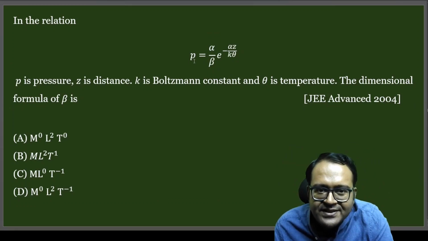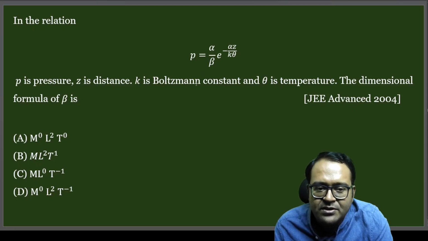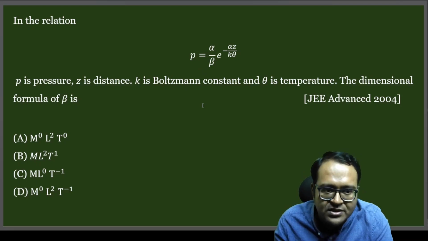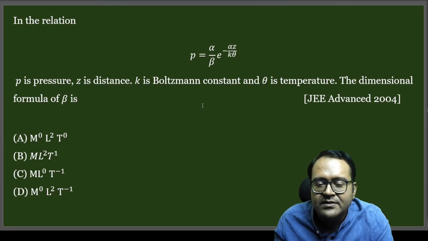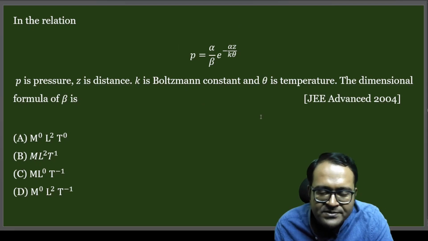So do it. From alpha z by k theta, you get the dimension of alpha, and then alpha by beta is the dimension of pressure. Do it yourself. I don't just give you a solution. If you still cannot, I refer a very good book. After a few minutes, all problems are solved there.